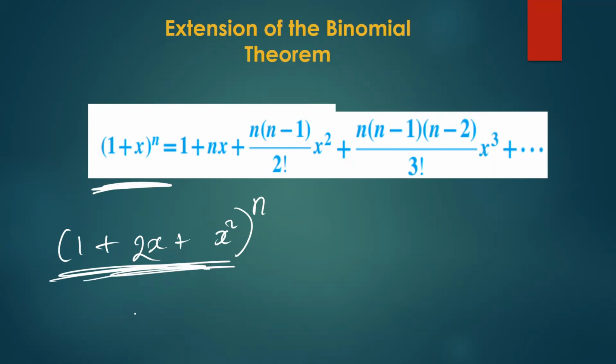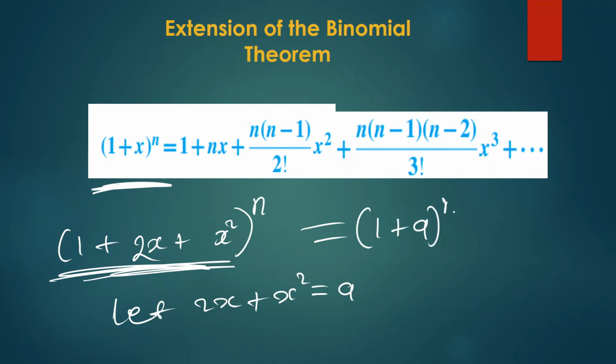How do you do that? So you say let 2x plus x squared be equal to a, so that you have a function as 1, so that the function becomes 1 plus a to the power n, and then this is easier to expand. Then after doing the expansion, you just come and replace back this. Wherever you're going to have a in the expansion, you just come and replace back this. Yeah, so it's as simple as that. Let's quickly move on to solving some questions.